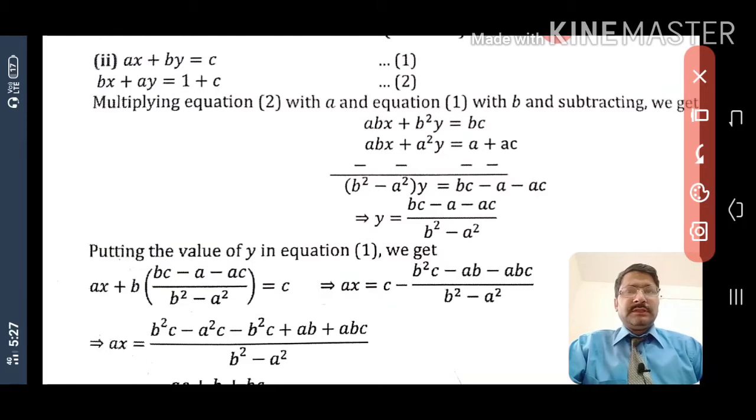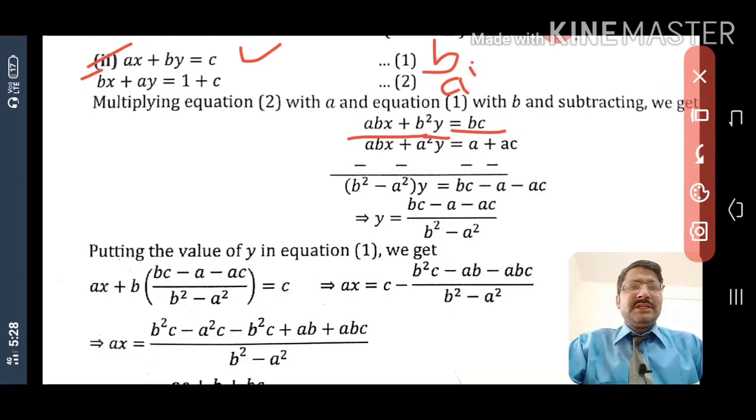Next question: ax plus by equal to c is given, and the second equation is bx plus ay equal to 1 plus c. Here also we will make the coefficient of a equal. For that, equation 1 we multiply by b, and the second equation we multiply by a. When the first equation is multiplied by b, we get abx, b into b, b square y, and c multiplied by b, that is bc.